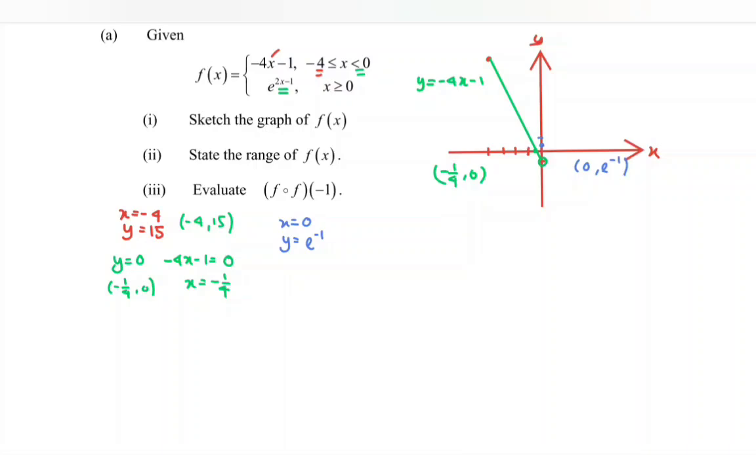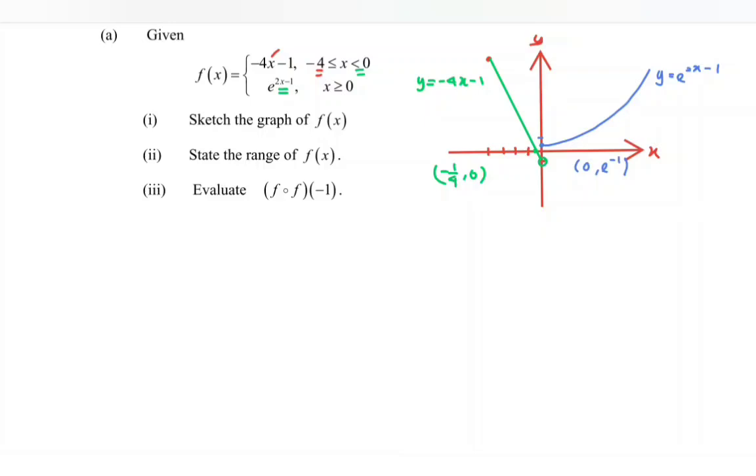And then continue. Based on the situation, we have the positive x, so the graph will be something like this. So that is the graph y equals e to the power of 2x minus 1. Make sure we label x and y, and also include the points of intersection.